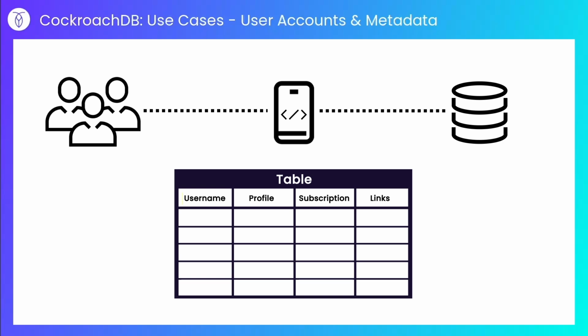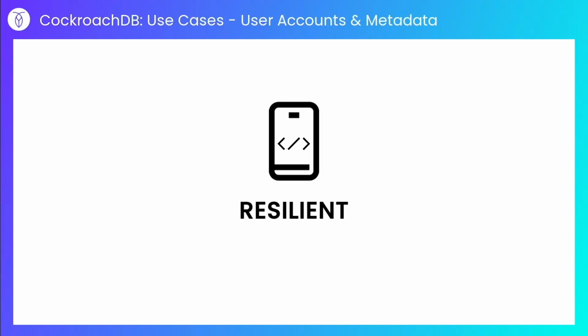You'll be storing information about your users that enables them to use your application. That information might be their username or email address, their personal information or PII, any subscriptions they might hold within your application, and links to any assets they've created within your application, for example, their profile picture. Your application needs to be resilient, and CockroachDB is highly resilient to multiple types of failure.